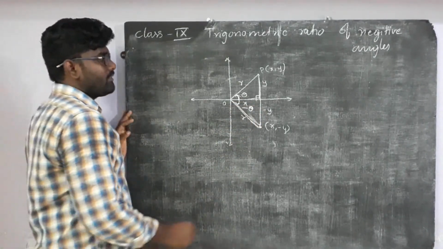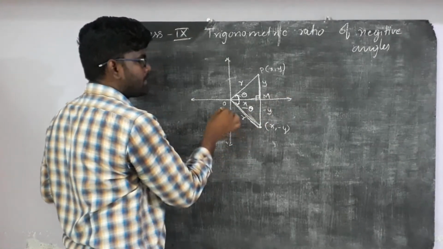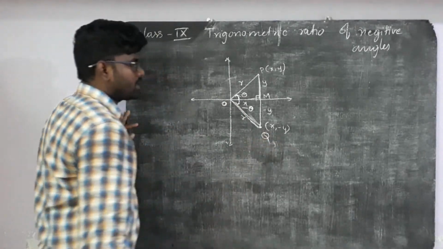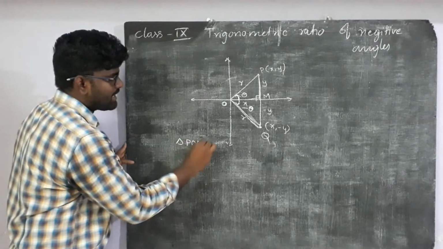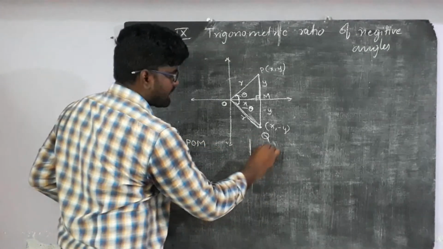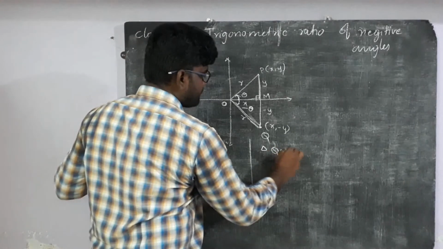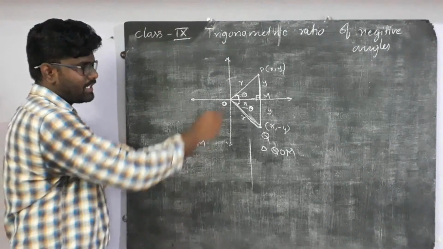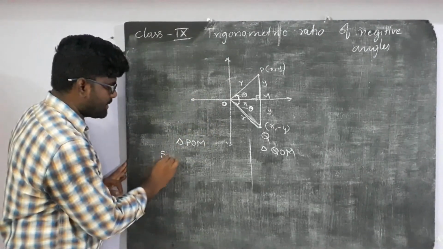In the same way, when you give the names here, let it be P, M, Q. Once you observe triangle POM and triangle QOM, from these two triangles, we can write the trigonometric ratios.